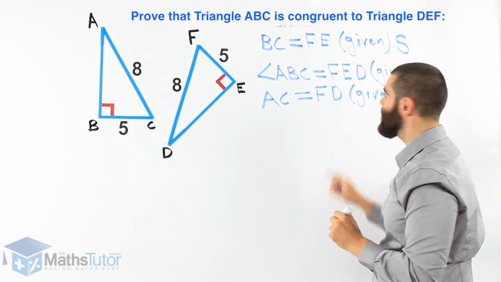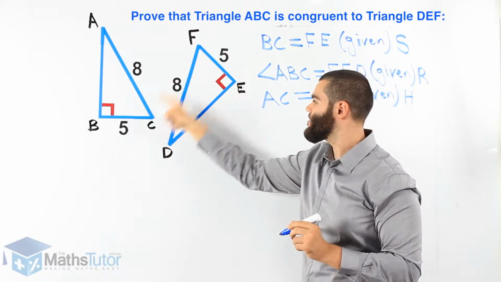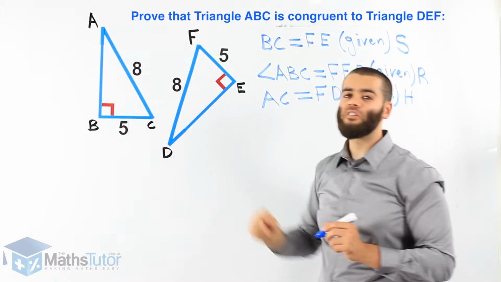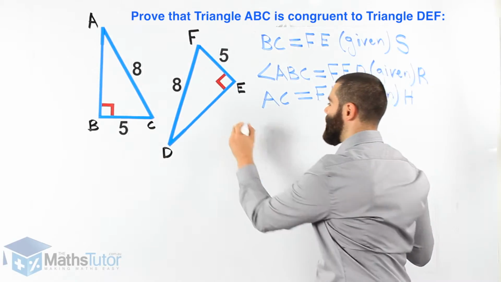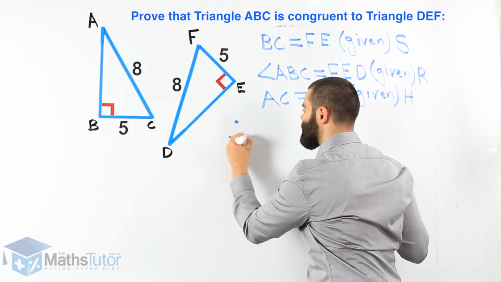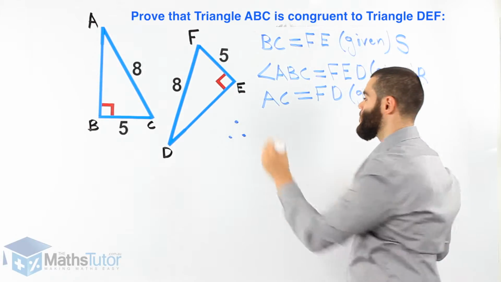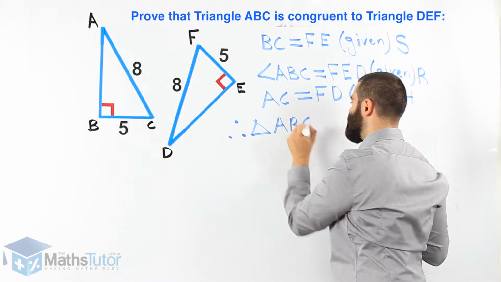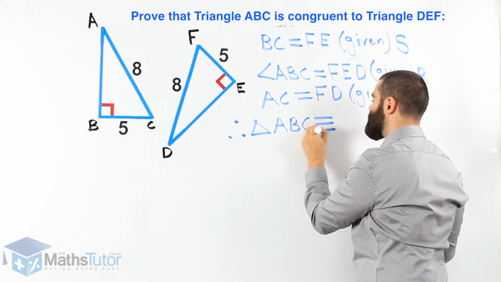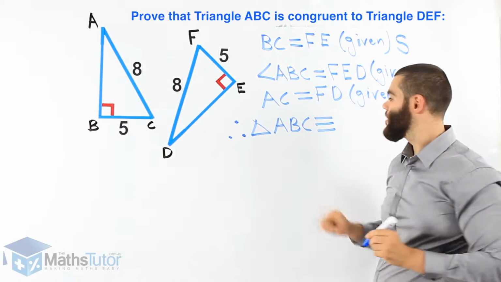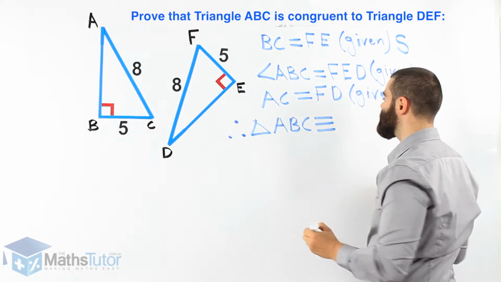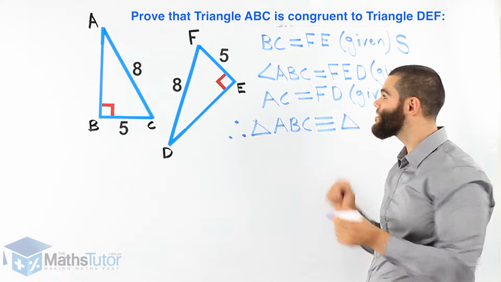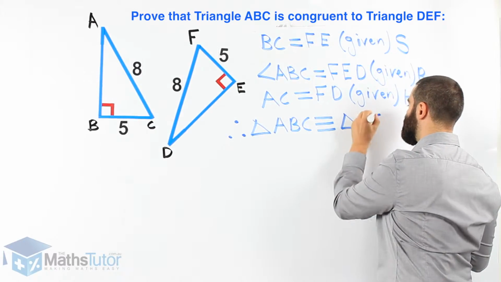We have the side, we have proven it is equal. We have proven that the right angle is also equal and the hypotenuse is equal as well. So now we need to write our conclusion. We write therefore, the three dots meaning therefore, triangle ABC is congruent, and this is the sign we use for congruence. Triangle ABC is congruent. It is exactly the same. It has the same shape, the same size as triangle DEF.